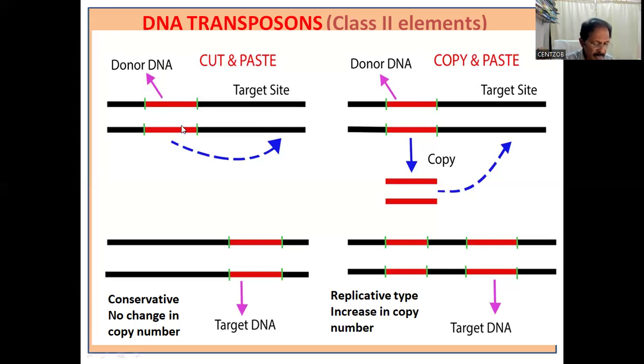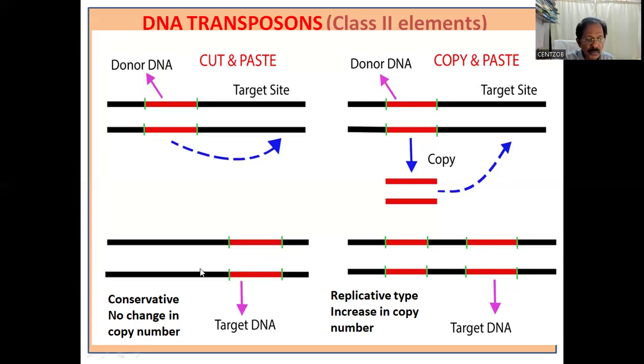This lesion can be healed by recombinational double-stranded break repair. In any way, when it is pasted, it will be like this. Moreover, the cut and paste mechanism is known as conservative type. Why? It is the same DNA which is pasted here. It is the same DNA that is conserved through this mechanism. Don't forget it. It's very important.